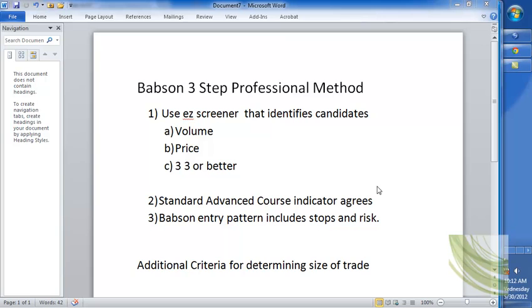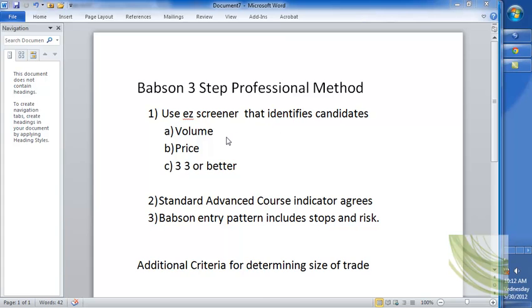This video is about the Babson three-step professional method, and this is really designed for stocks, even though you can use it in other areas. We designed it for the stock market, and it uses really three easy steps. Number one is it uses an easy screener that identifies candidates.